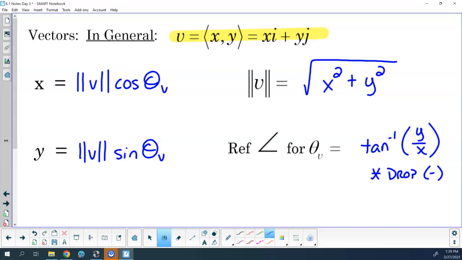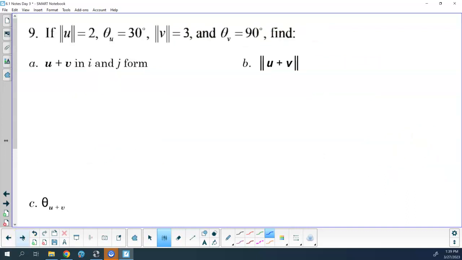So with that being said, this now is example number 9 on your sheet. I did change letter A from component form to i and j form so that we can do a little extra practice with that one. So we first need to find vector u.